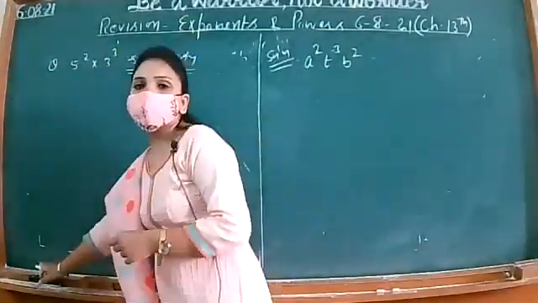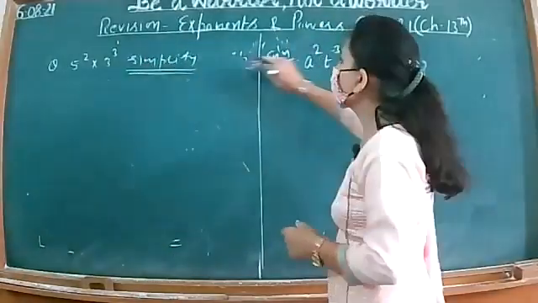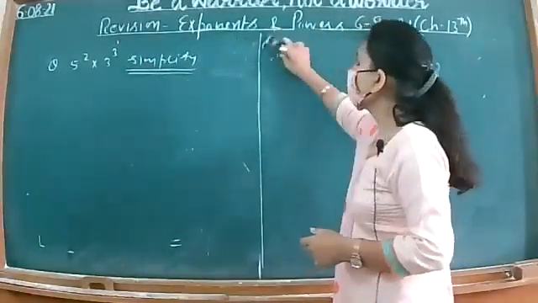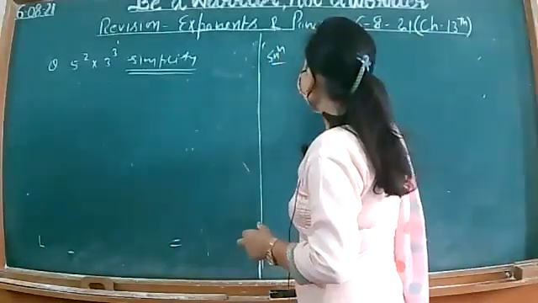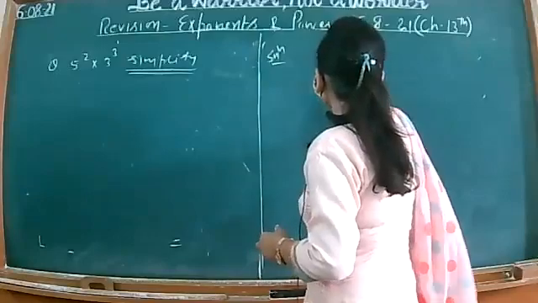5 square into 3 cube. Simplify means we have to get the answer in a single number, right? How to simplify? Let us see. 5 square 3 cube.